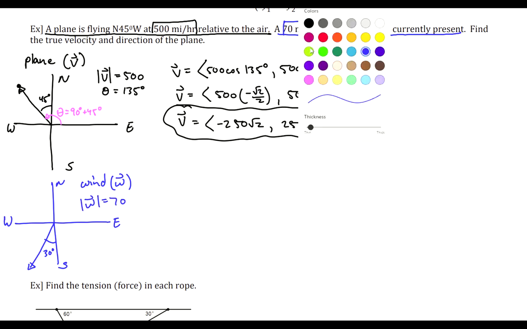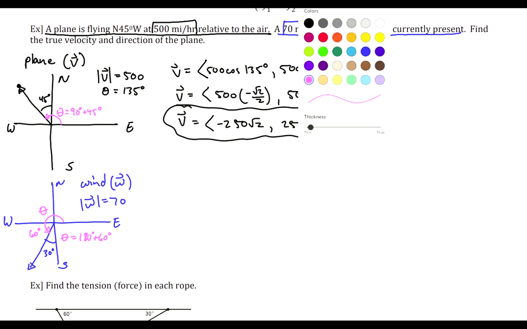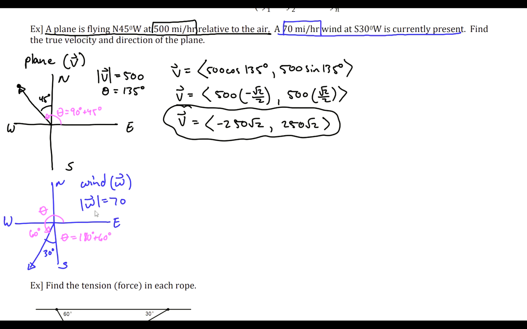And to mark it again in pink, this is the angle that we want in standard position. This would be 60 degrees because 30 and 60 is 90. And then we know the straight line is 180. So our theta is 180 plus 60, which I'll put right next to my magnitude, would be 240 degrees. Okay, so those are the two pieces of information. And now we can do our wind.